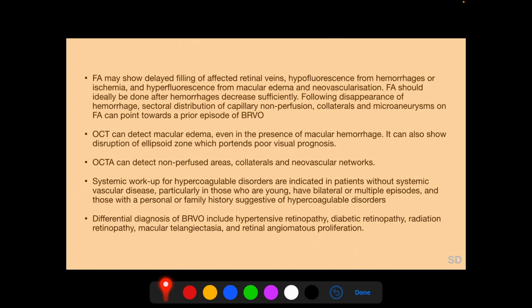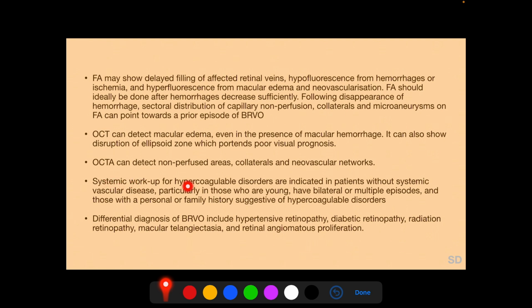Following disappearance of hemorrhage, sectoral distribution of capillary non-perfusion, collaterals, and microaneurysms on FA can point towards a prior episode of BRVO. OCT can detect macular edema even in the presence of macular hemorrhage. It can also show disruption of ellipsoid zone, which portends poor visual prognosis. OCTA can detect non-perfused areas, collaterals, and neovascular networks.